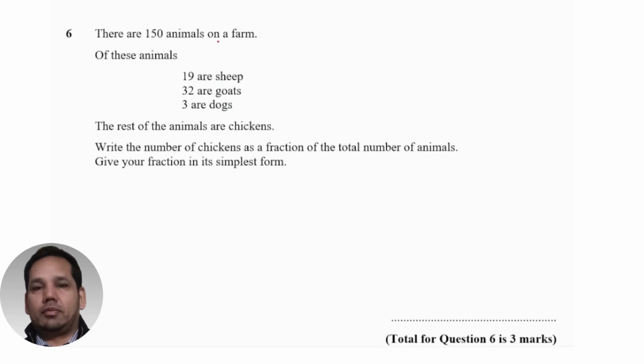So there are 150 animals on the farm. Of these animals, 19 are sheep, 32 are goats, and 3 are dogs. The rest of the animals are chickens. So we need to find out how many are the rest. So let's add them up. 19 plus 32 plus 3. That gives us 20, 50, 51, and 54. So the total is 54.